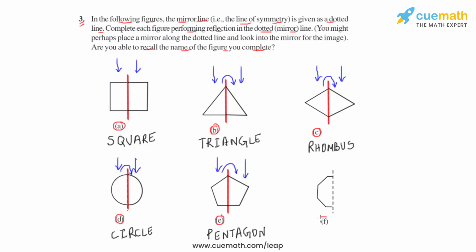Let us see what we have in the final figure of the question, which is figure F. In figure F, if we see the first half of the figure, which is this one, and we highlight the mirror line, we'll see that the other half of the figure would be this, where this mirror line also acts as the line of symmetry for this figure. And this figure which we got in part F is nothing but an octagon because it has 8 sides.